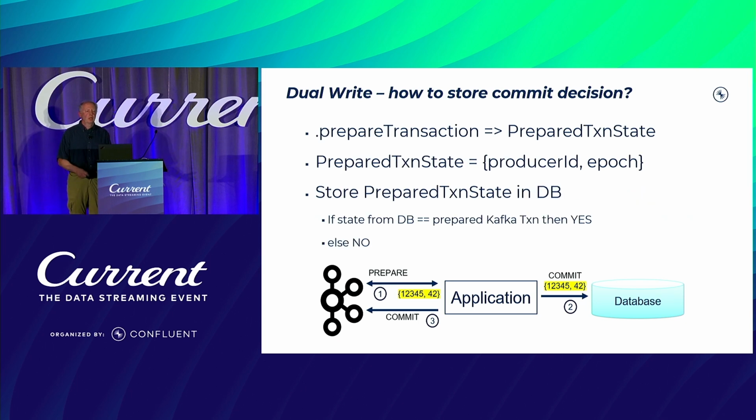And so this way, we basically can get the transaction identity from the prepare function. The prepare transaction function actually returns a prepared transaction state that is an opaque state that can be serialized into a string. But under the covers, this state is just a producer ID and epoch pair. And then the application would store this state in the database. And then we would compare this state to the actual prepared transaction. If it matches, then we know that the transaction is committed. If it doesn't match, then the transaction needs to be aborted.